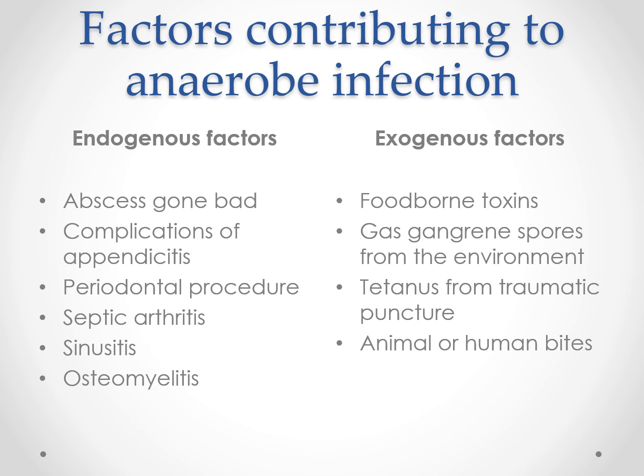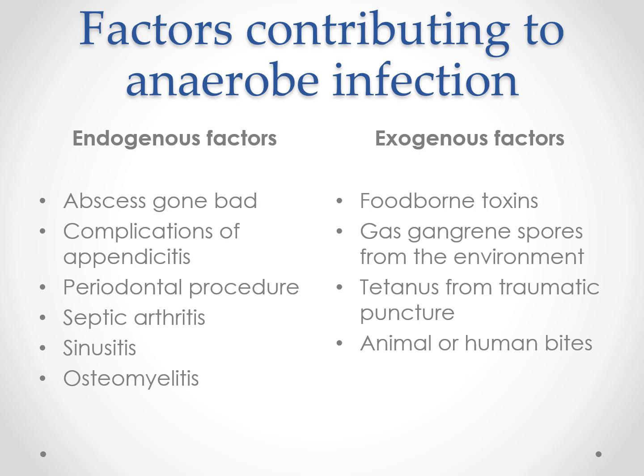We have both internal and external factors that contribute to anaerobic infection. The internal factors are called endogenous factors, and the external factors are called the exogenous factors. In internal factors that contribute to an anaerobic infection, on the list we have abscesses that have kind of gone bad. We've got complications of appendicitis. Usually that is peritonitis from a ruptured appendix. We have periodontal procedures, septic arthritis, sinusitis, and osteomyelitis. Those can all lead to anaerobic infections.